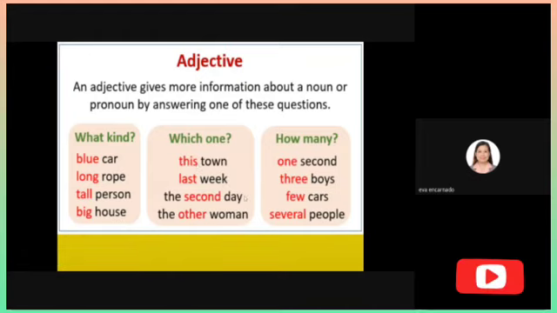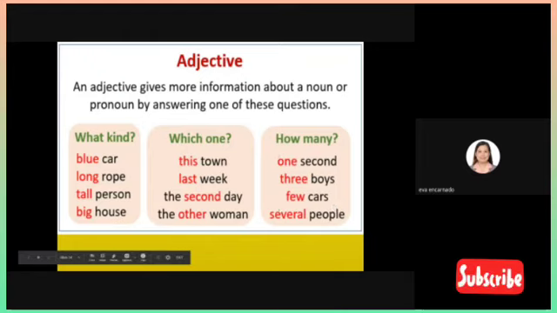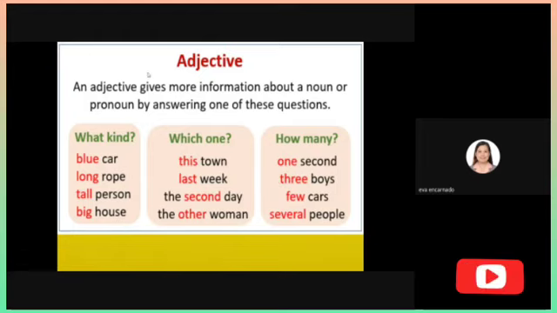Which day? Second day. Second, diba? How many? Okay. How many seconds? One. 1 second. How many boys? Three. How many cars? Few. How many people? Several. Okay? Those words that are in red are your adjectives. So class, adjectives also give more information, sabi ko kanina, about a noun or a pronoun by answering one of these questions.